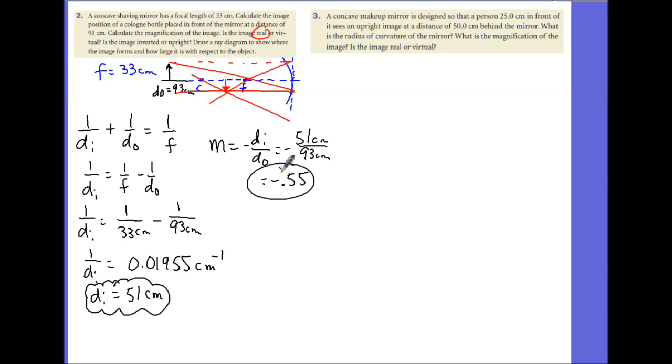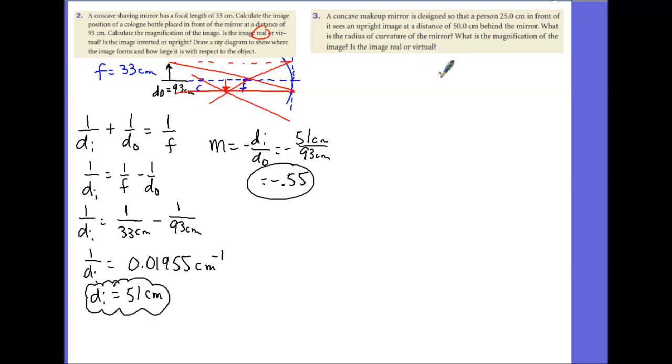A little problem there with the mirror equation. Let's try this one over here. A concave mirror is designed so that a person 25 centimeters in front of it sees an upright image at a distance of 50 centimeters behind the mirror. What is the radius of curvature of the mirror, and what is the magnification of the image? Is the image real or virtual?